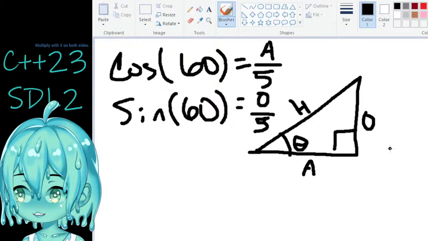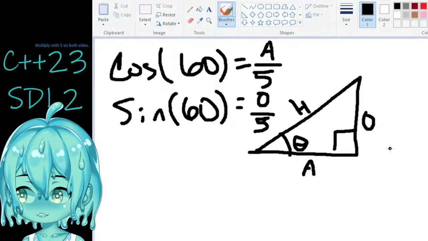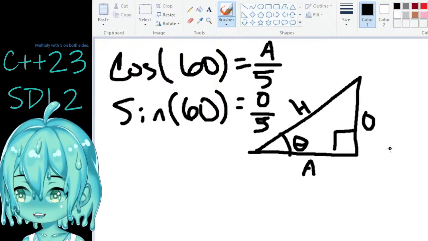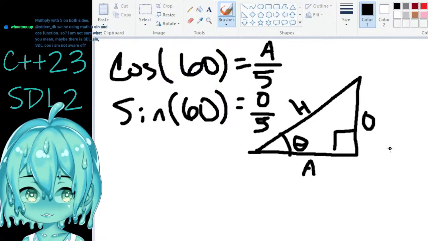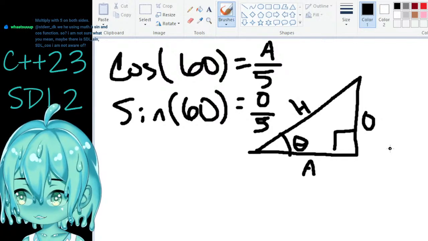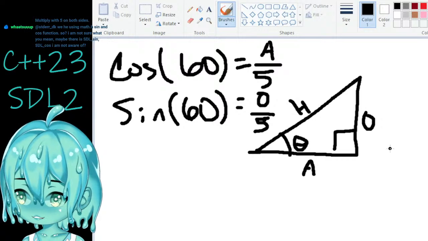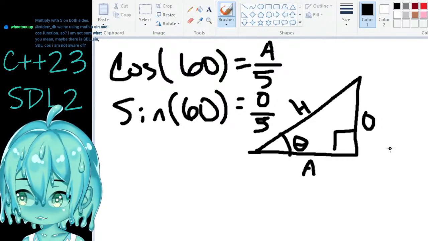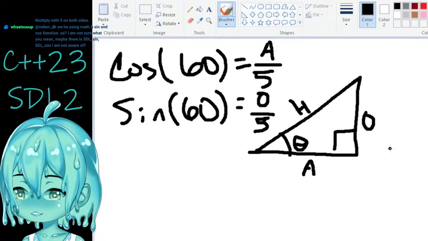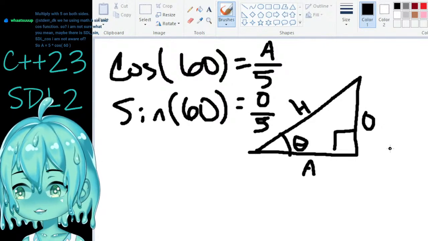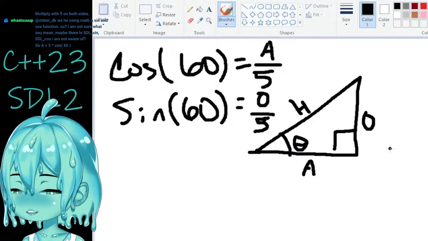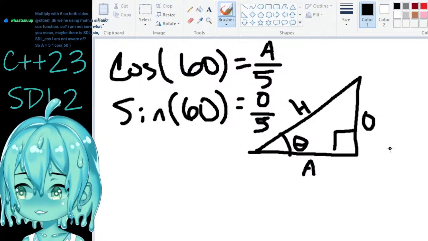Didn't someone say in the earlier stream that SDL uses degrees, not radians? Multiply with 5 on both sides? Why? Is he using the math.h sine and cosine function? I'm not sure what you mean. Maybe there's an SDL sine and cosine I'm not aware of? I know C and C++ normally use radians for sine and cosine. I'm talking about SDL. Well, SDL is a C-based library, so I would imagine they would use the C-based sine and cosine. I'm using the C library, basically.